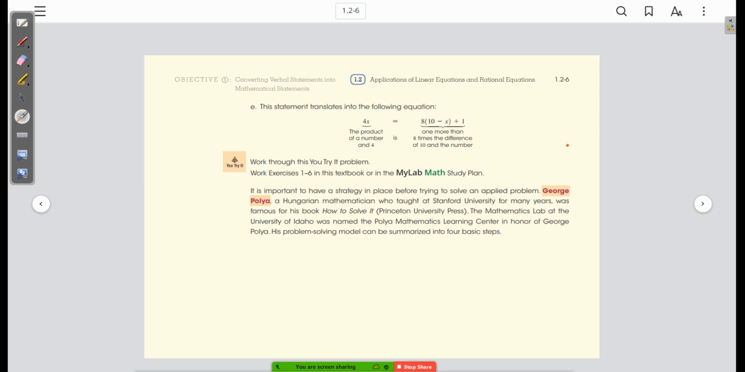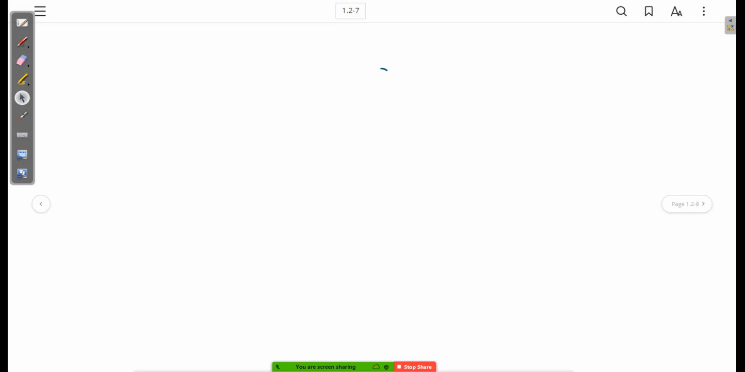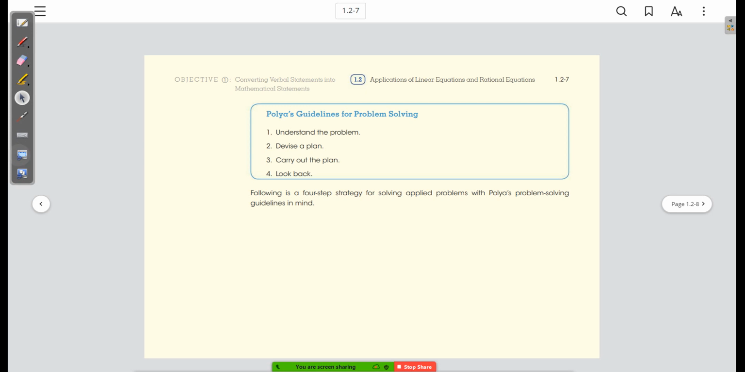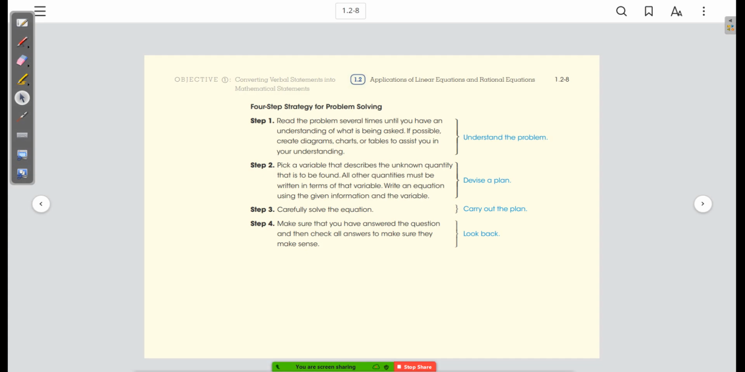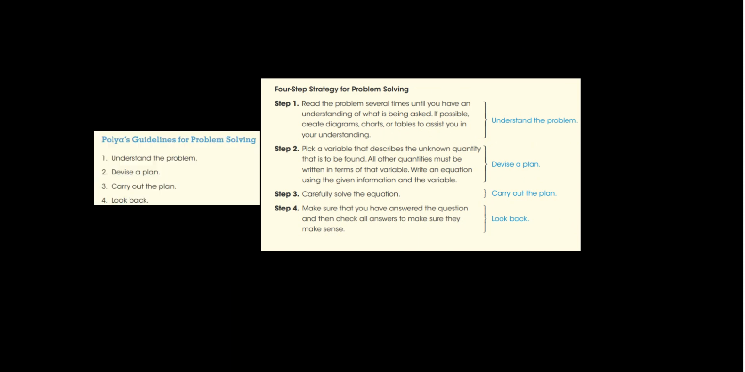So this problem-solving model can be broken down into 4 steps. And these are the 4 steps. And if I recall, we break it down even more. Yeah, here we go. Now the thing is, you can follow this 4-step guide, and there's nothing wrong with it, right?